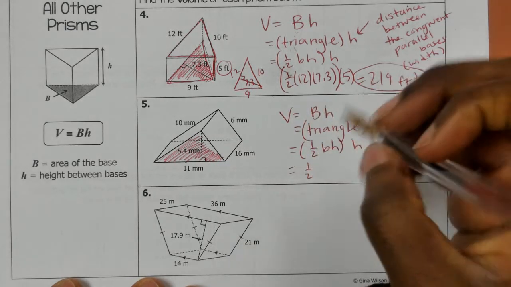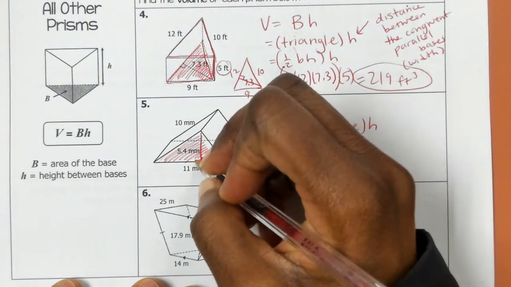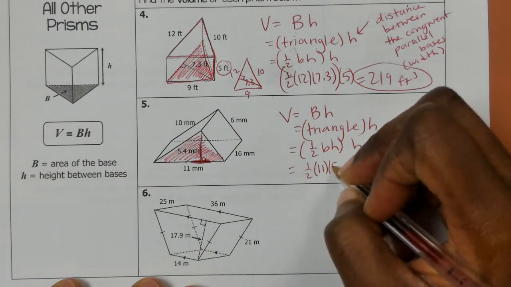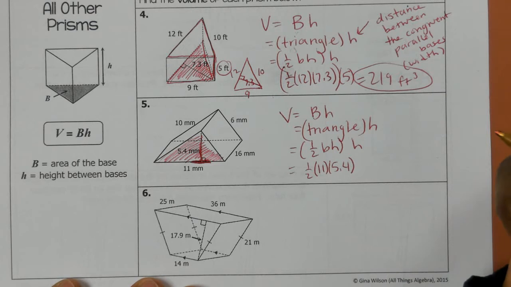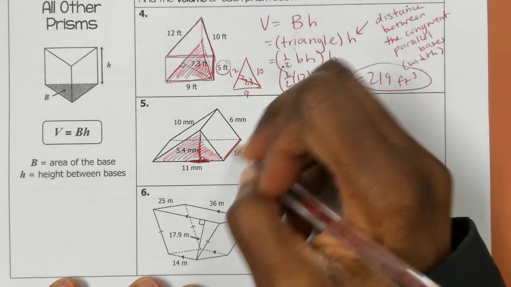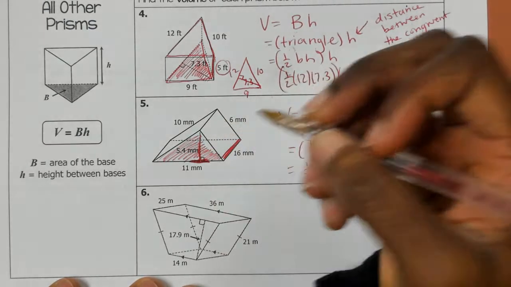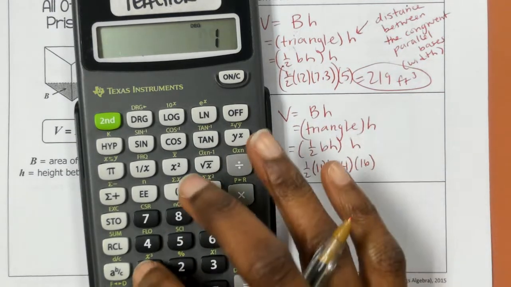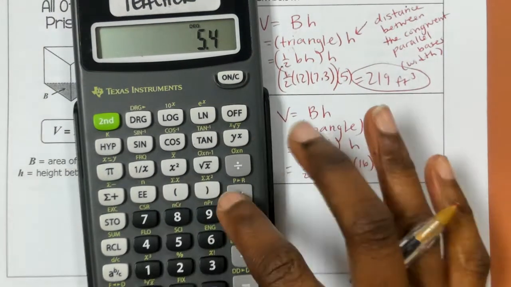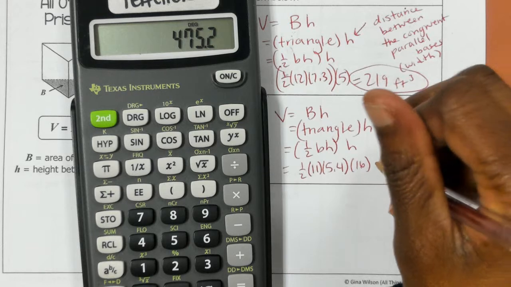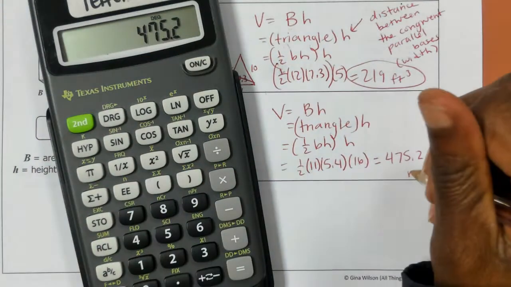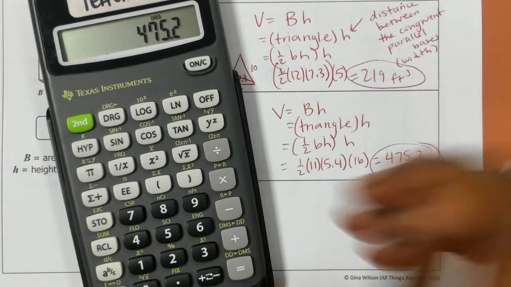So 1/2, the base, I need to look for a perpendicular set of sides. So this and this meet at 90 degrees, so my height and base are 11 and 5.4. And then my height of the prism is how many units are between parallel congruent faces, so the 16. So 0.5 times 11 times 5.4 times 16 is going to give me 475.2, and this was millimeters cubed.